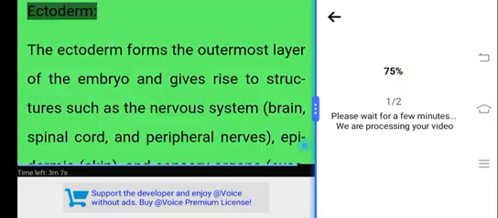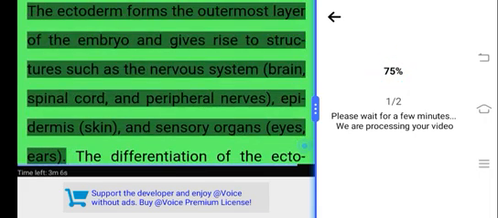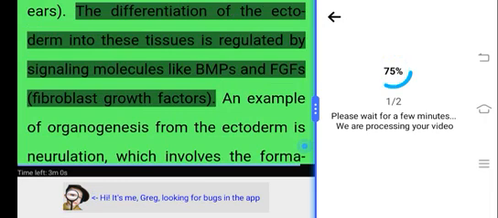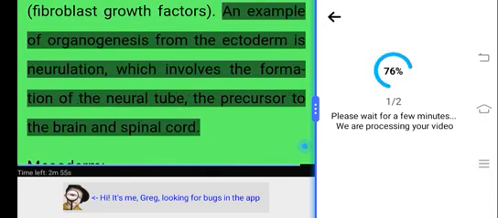Ectoderm. The ectoderm forms the outermost layer of the embryo and gives rise to structures such as the nervous system (brain, spinal cord, and peripheral nerves), epidermis (skin), and sensory organs (eyes, ears). The differentiation of the ectoderm into these tissues is regulated by signaling molecules like BMPs and FGFs (fibroblast growth factors). An example of organogenesis from the ectoderm is neurulation, which involves the formation of the neural tube, the precursor to the brain and spinal cord.